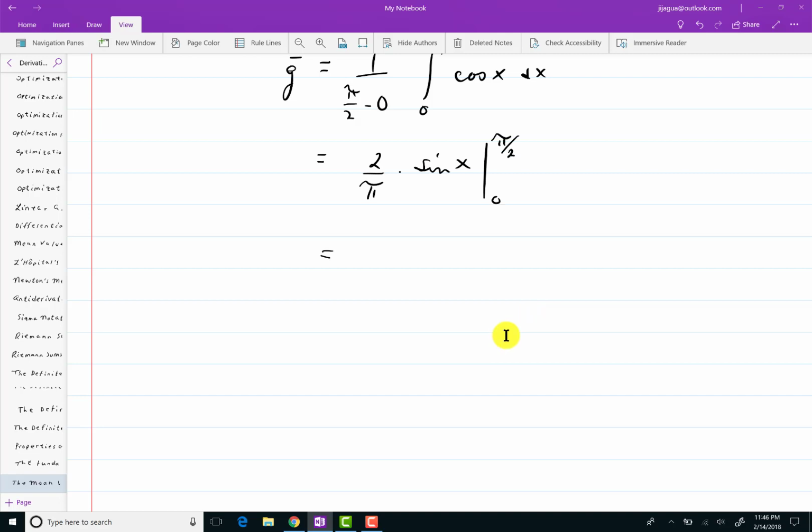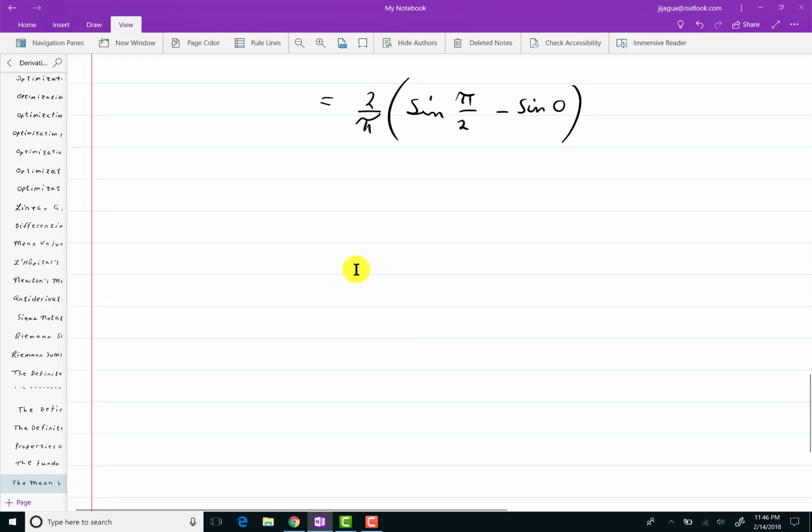Here's one thing you can do, you can leave this 2 over pi out front, and then inside here we could do sine of pi over 2 minus sine of 0. Then we have 2 over pi times sine of pi over 2, which is 1. Sine of 0 is 0. So this equals 2 over pi.